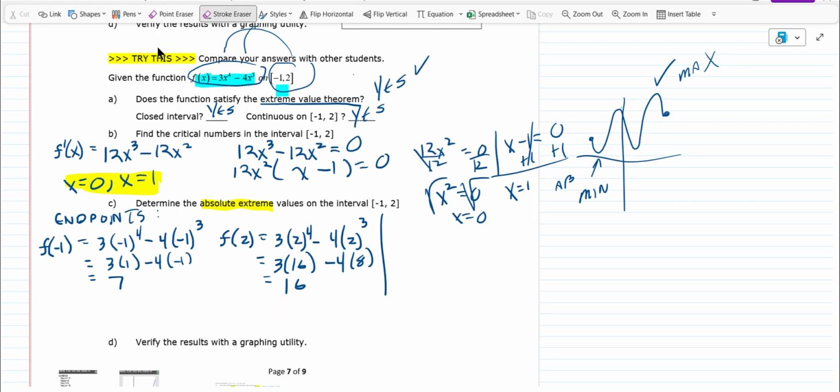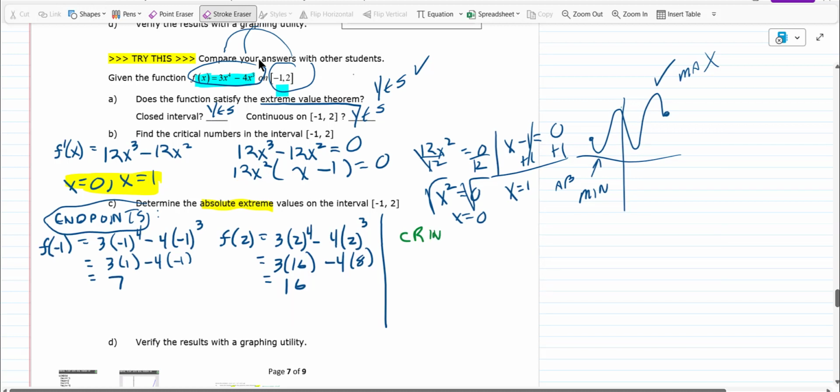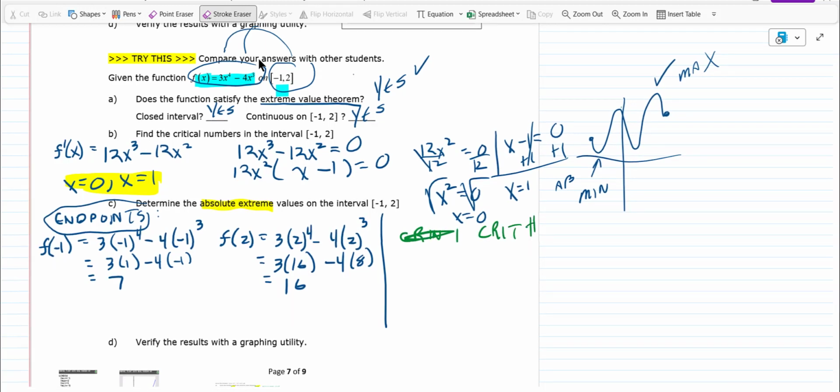Now, the next thing that you got to do, so we kind of looked at the endpoints because a global max or min can occur at an endpoint. So what we do now is we do the critical numbers, and we just kind of do the same thing. So we'll do the critical numbers, which are 0 and 1. So we're going to do f of 0, and we're going to do f of 1. Again, plug into the function.